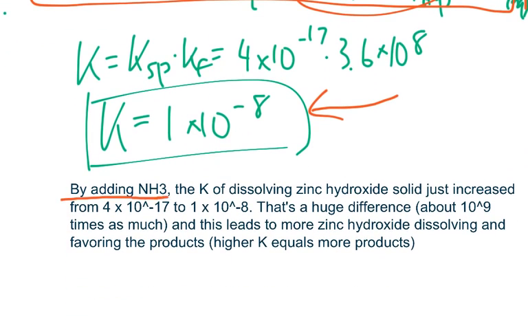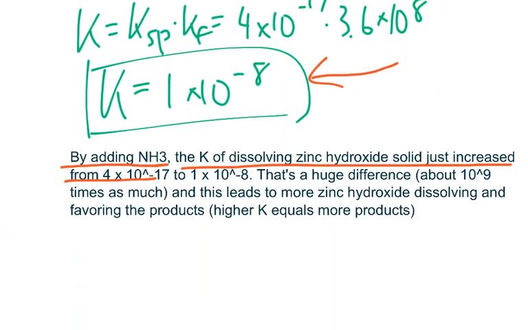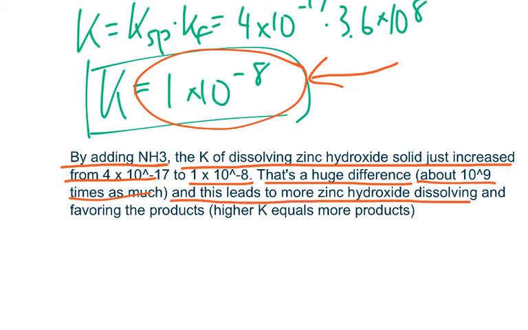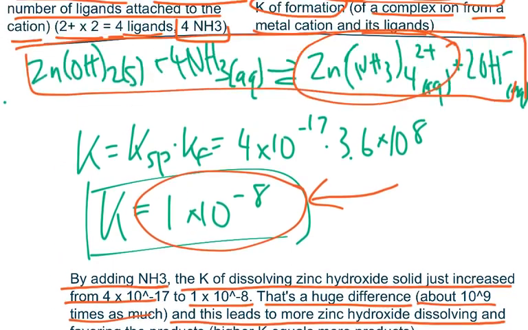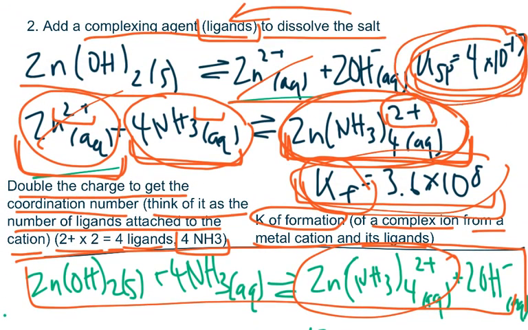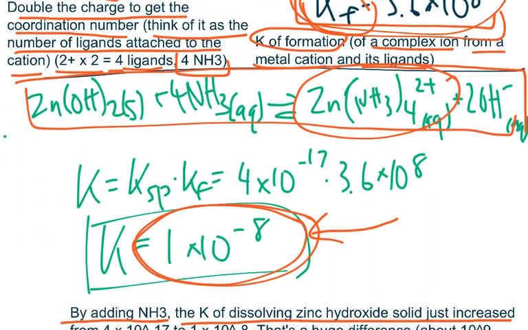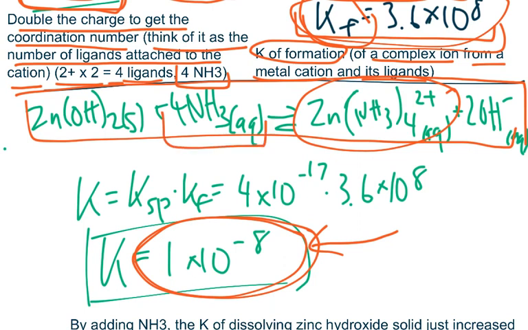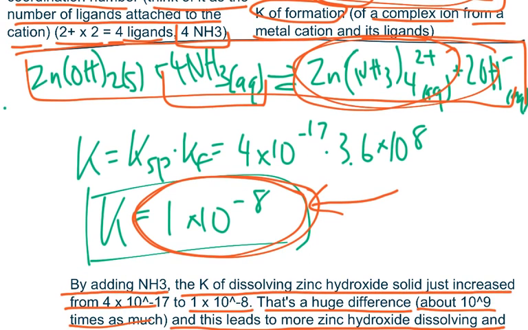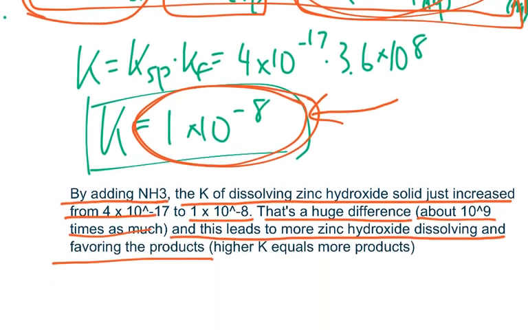By adding ammonia, the K of dissolving zinc hydroxide solid just increased from 4 times 10 to the negative 17, as shown here, to 1 times 10 to the negative 8. That's a huge difference, about 10 to the 9 times as much, by the way, and this leads to more zinc hydroxide dissolving and favoring the products. Since if you think about it, if we go from a low K, such as 4 times 10 to the negative 17, to a higher K, 1 times 10 to the negative 8, once you add the ammonia, of course, then you will get more products, since the K just went up, and that means more things will dissolve, and that means the solubility of zinc hydroxide in ammonia will increase.